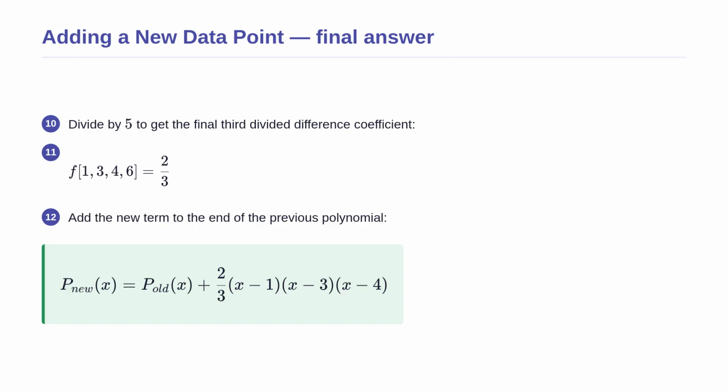We are now at the final step of our update. Dividing 10 over 3 by 5 gives us 2/3. This single number is the only new coefficient we need. To update a polynomial, we do not touch any of the old terms. We simply take our previous equation and add one new term to the end. Our new coefficient, 2/3, multiplied by x minus 1, x minus 3, and x minus 4. The old curve is perfectly preserved, just slightly adjusted by this new addition to pass through the fourth point.